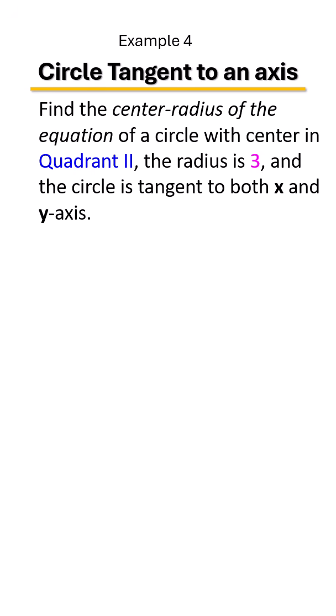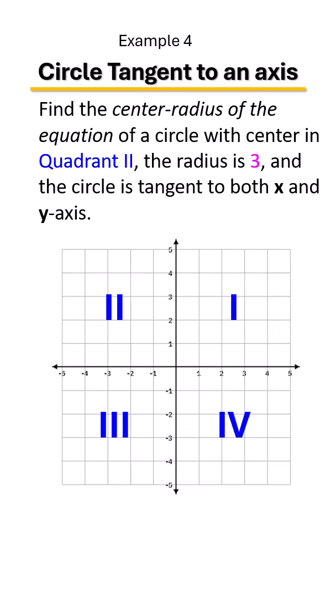First of all, the circle is located in quadrant 2, so if you know anything about your quadrants on a rectangular coordinate system, it forms a C starting here. This is quadrant 1, quadrant 2, quadrant 3, and then followed by quadrant 4. So the fact that our circle is in quadrant 2 gives us some very important information, and they're also giving us the fact that the radius is 3. Now, tangent to both x and y means that it's going to touch both the x and the y axis.